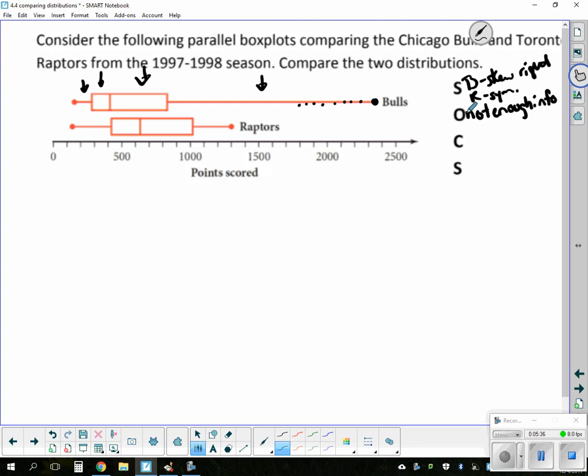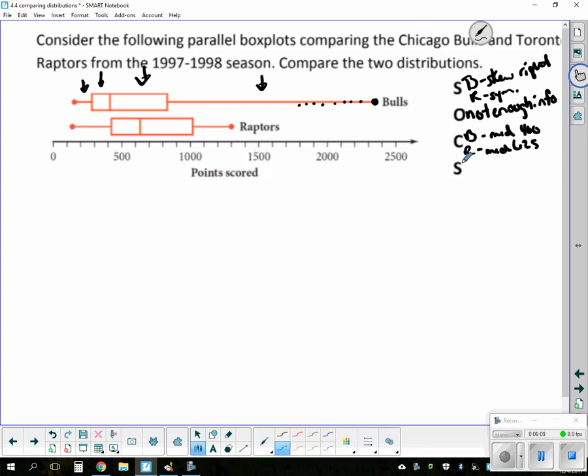Box plots are generally very hard for finding outliers. The center of the Bulls is a little bit more than 400. The median is about 400, whereas for the Raptors it's more like maybe 625. So we would want to talk about the fact that the Raptors' median is higher than the Bulls' median. The center of the Raptors' data is higher than the Bulls'.